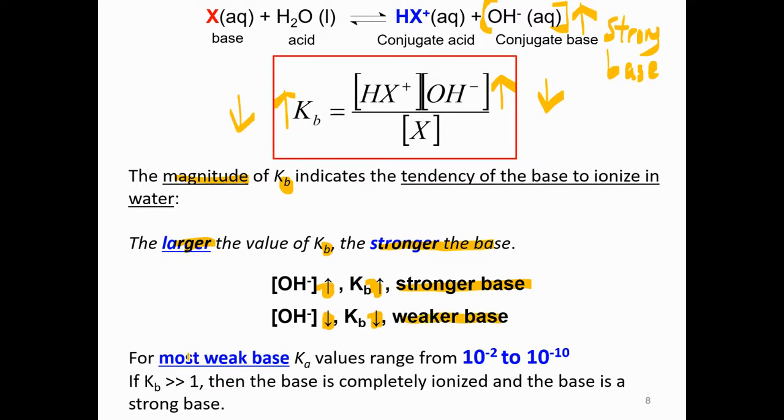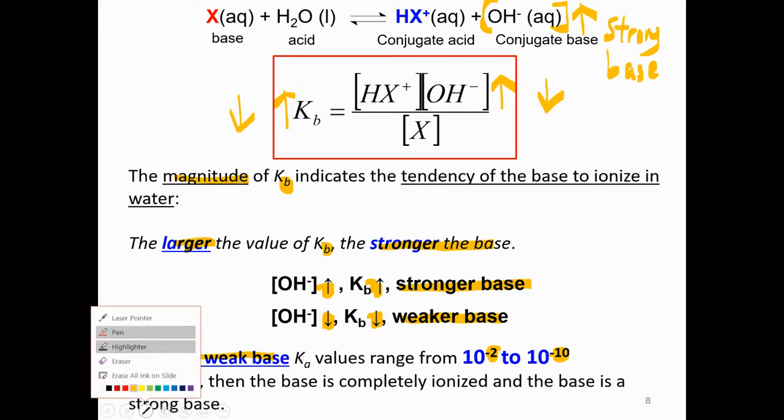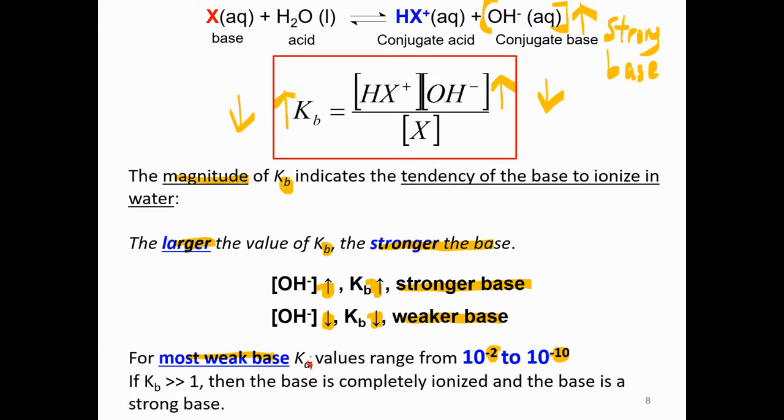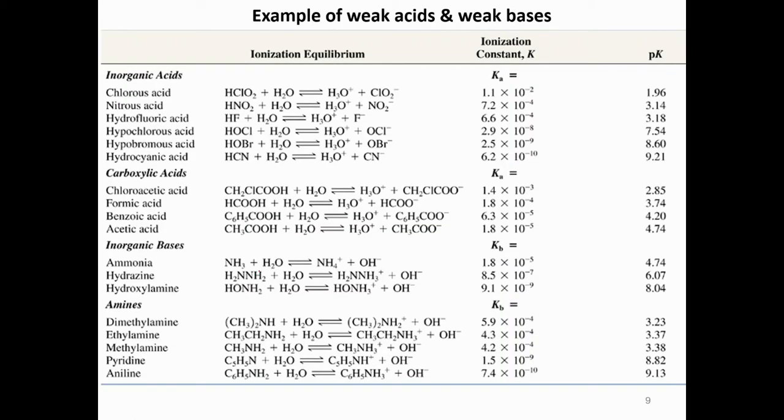For most of the weak base, the value ranges from 10 to the power of negative 2 to 10 to the power of negative 10. So this is Kb. If Kb is larger than 1, meaning that it completely ionizes and it is a strong base. So these are the examples of weak acid and weak base.